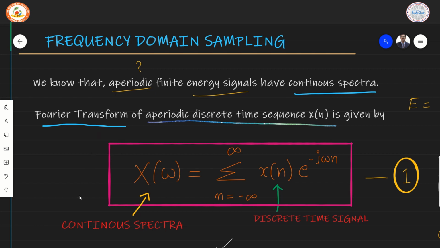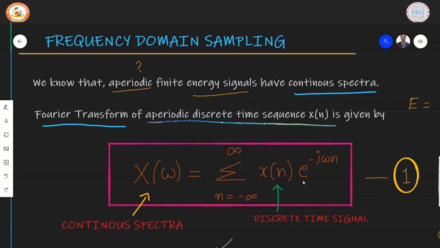Now, the method of changing it to the frequency domain is by applying what is called the Fourier transform. Since we are talking about a discrete time signal, here we are talking about the discrete time Fourier transform, or DTFT. Therefore, the DTFT of an aperiodic finite energy signal is given below. The sequence is said to be x of n.